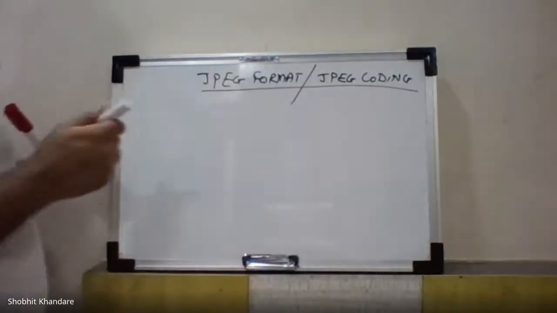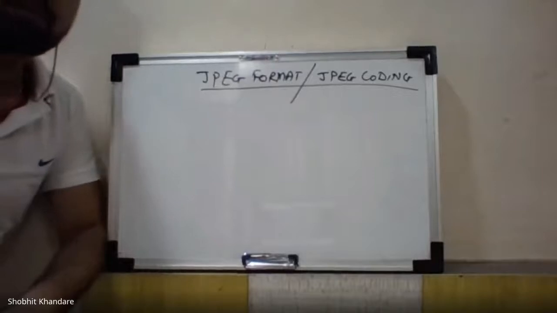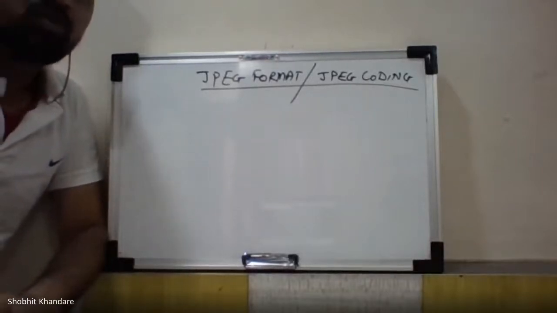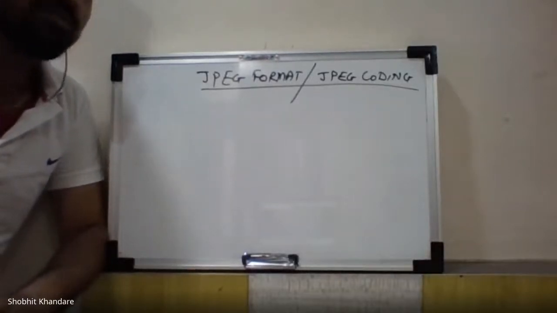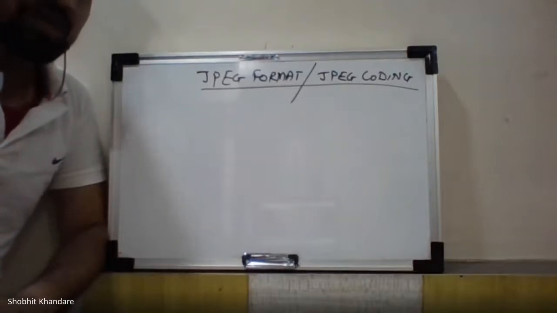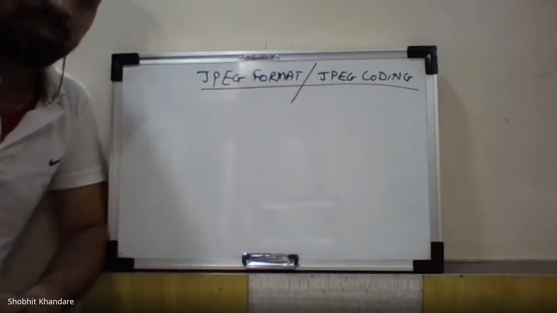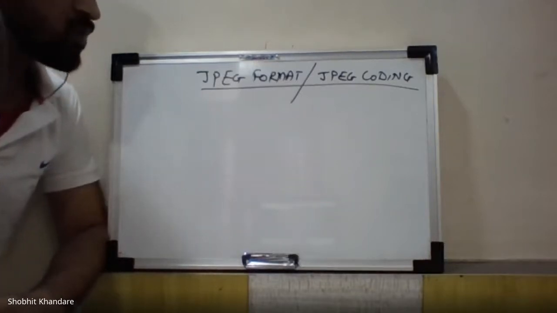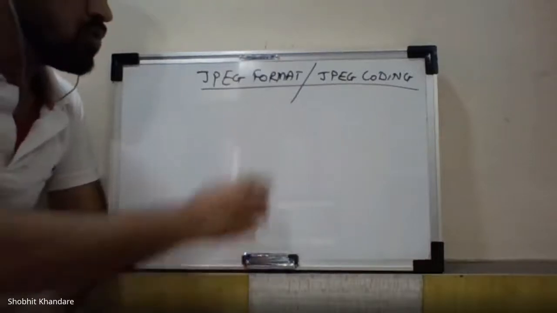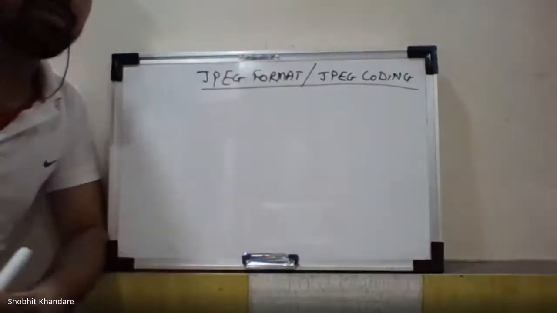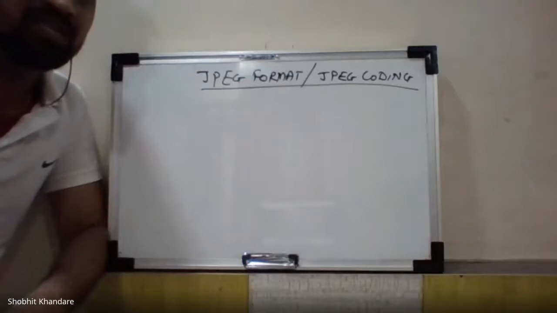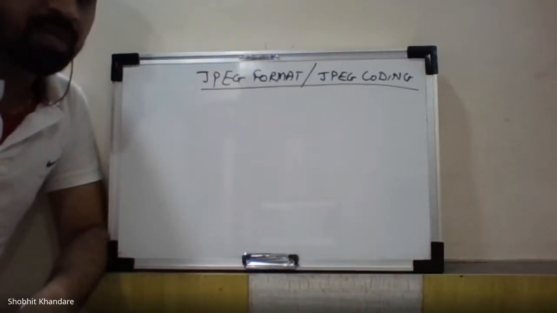We have a block diagram for this. In the exam also, they will ask you to explain the JPEG format. They may also ask you for JPEG 2000. If the question is asked, you can explain with the block diagram. As I already told you, we are using the DCT, the discrete cosine transform, in image compression. So in JPEG compression, DCT plays an important role.